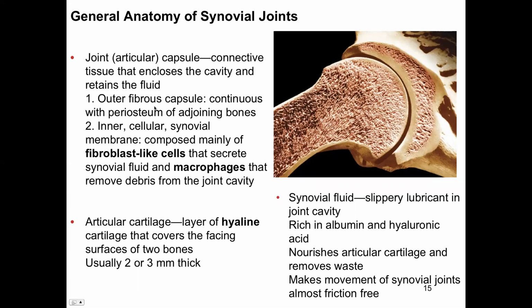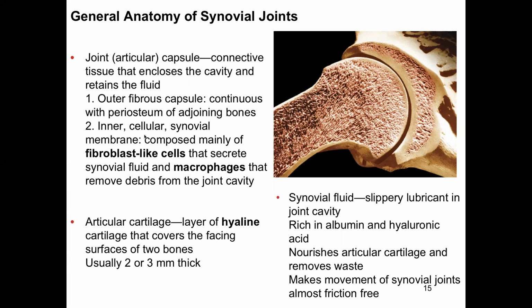Now, I mentioned that we've got two layers surrounding these joints. So there's the outer fibrous capsule. Like I wrote down, it's dense, irregular connective tissue. Notice here that it's continuous with the periosteum, just like the ligaments are. So this fibrous capsule is continuous with the connective tissue on the outside of the bones.